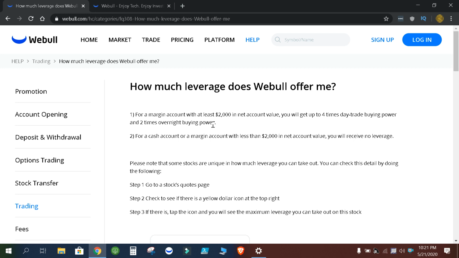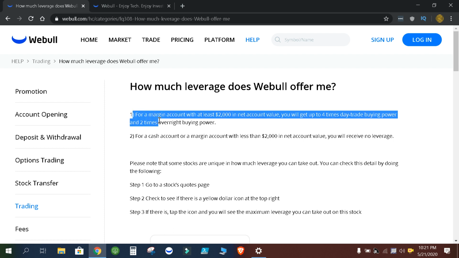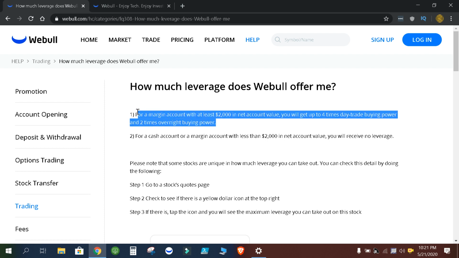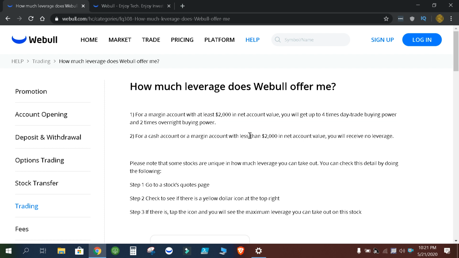Margin account with at least $2,000 in net account value, you will get up to 4 times day trade buying power and 2 times overnight buying power. What that means is that if you have $2,000 in your account, you can trade up to $8,000 automatically for the same day. Now, what will happen is that if you do not liquidate at least half of that, right? Because you only have 2 times overnight trading power, you will get a margin call and they will liquidate for you.